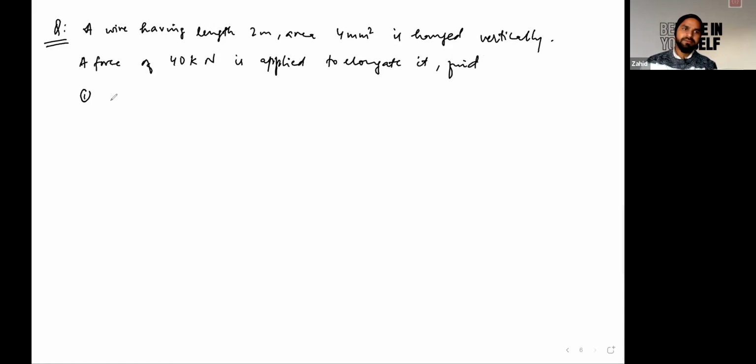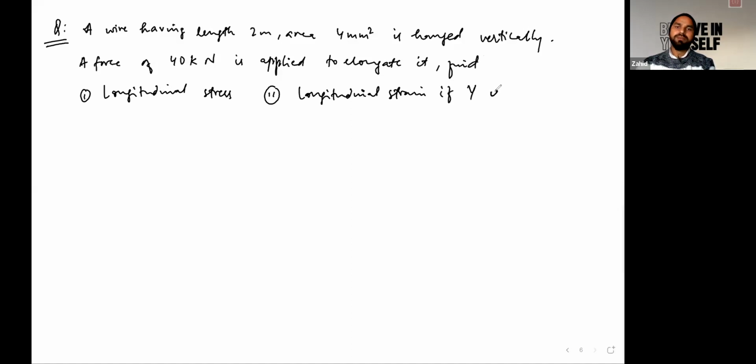Find first, longitudinal stress; second, corresponding longitudinal strain. If Young's modulus is 2 into 10 to the power 11 Newton per meter square, also find elongation produced. Just use the previous formula and try to calculate these terms.